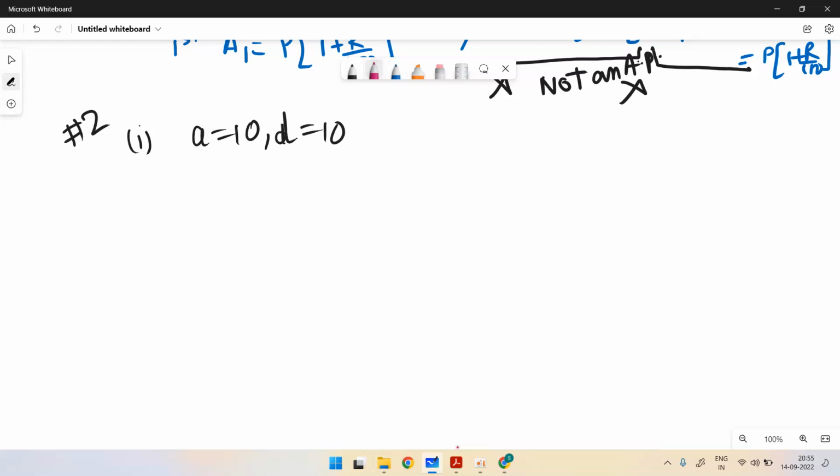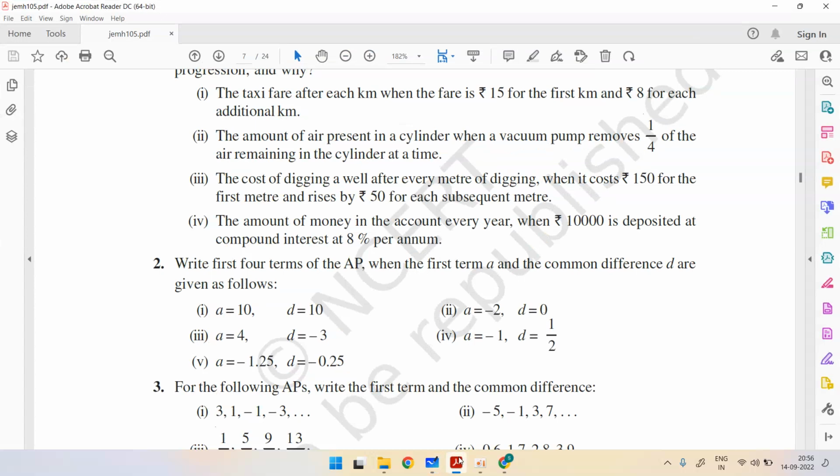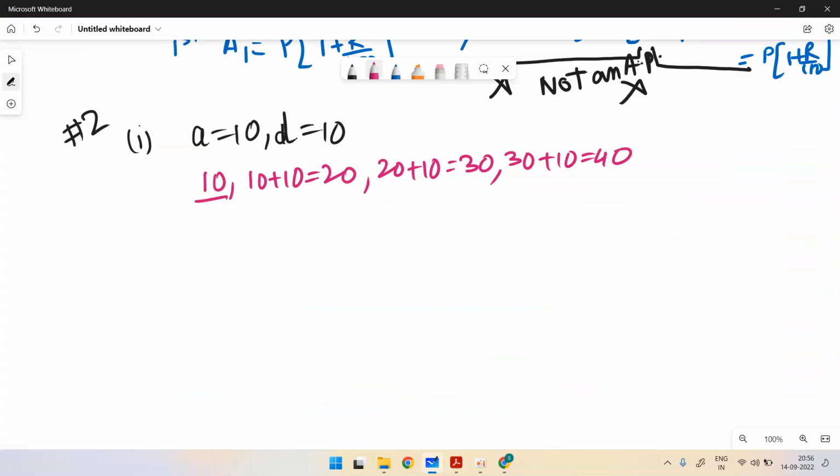What is the series? The series starts with A, which is 10. The next term will be 10 plus 10, nothing but 20. Next is 20 plus 10, 30. Then 30 plus 10, 40. The first four terms are 10, 20, 30, 40. That is the answer.